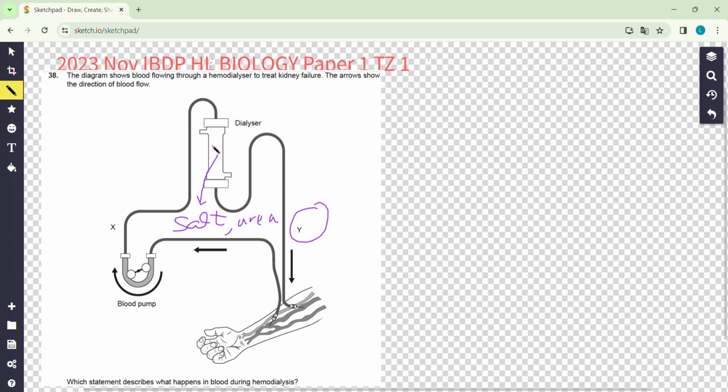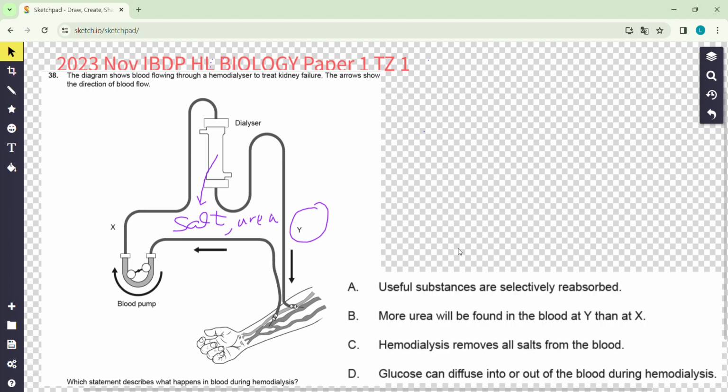And about the useful material, they just diffuse in and out in the system, okay? So it may be higher or maybe lower, okay? So look at the question. Option A to D, which one is correct?